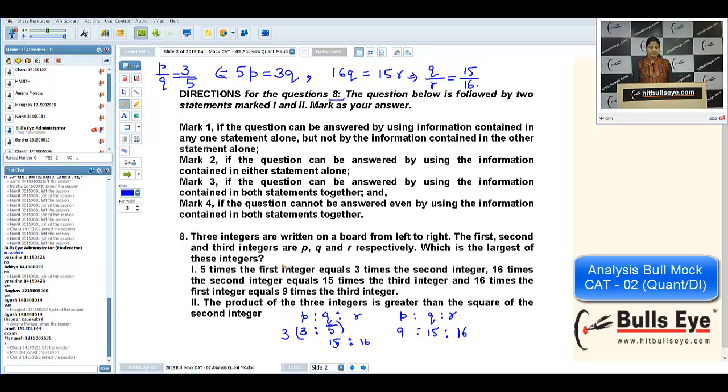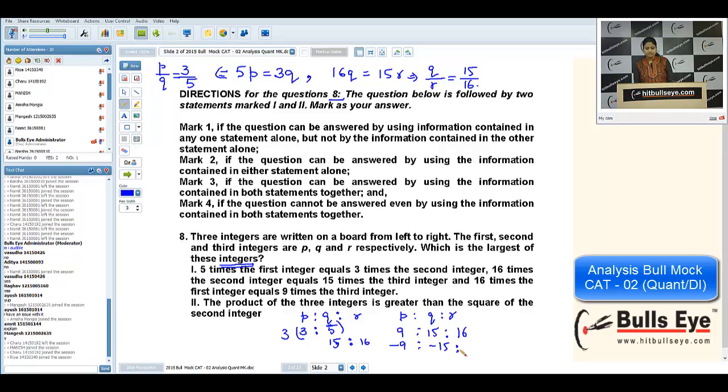Now what was the question? Which is the largest of these integers? See this word, integers. Integers can be positive, integers can be negative. If I consider positive values only, I can say R is the largest. But what if I take this ratio, minus 9, minus 15 and minus 16? In this case, P will be the largest. Since we are considering integers, all the positive as well as all the negative values are allowed. That's why we will consider both these cases. In one case, R becomes the largest one. In second case, P becomes the largest one. That's why by using statement 1 alone, we cannot answer this question.